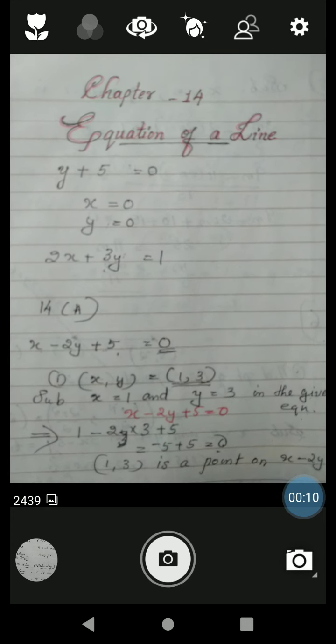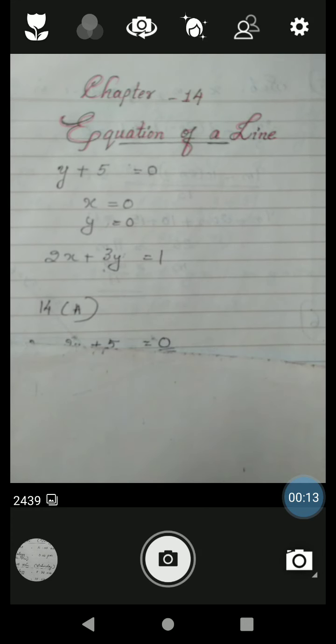In the previous classes, we have already learned section formula and midpoint formula. Now we are going to learn about equation of a line. Equation of a line.